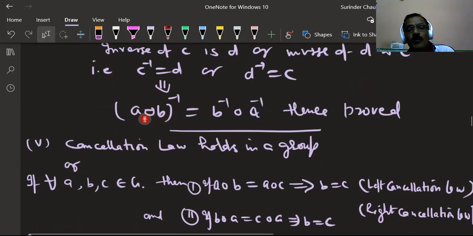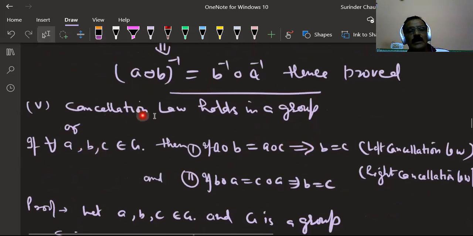Reversal law was true in matrices, in the adjoint of a matrix, and in some other cases also. Reversal of inverse also holds true. In the case of both sides, the cancellation law holds true in a group.